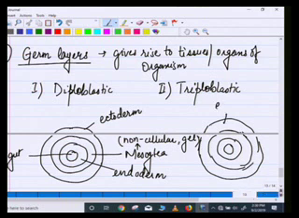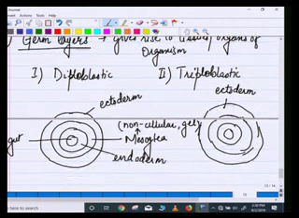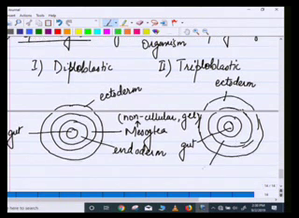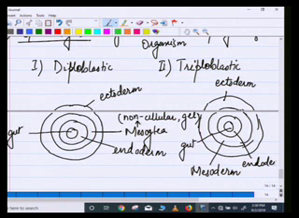So this is the outermost layer called the ectoderm. This is the innermost gut. This is the middle one. Now the middle one is called the mesoderm. And this is the innermost, again called the endoderm.